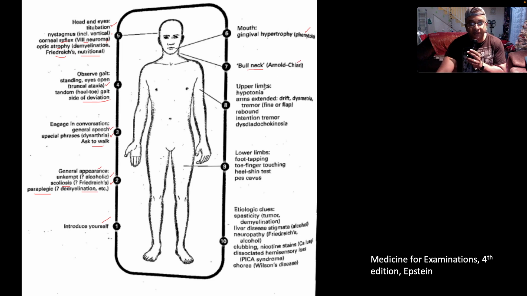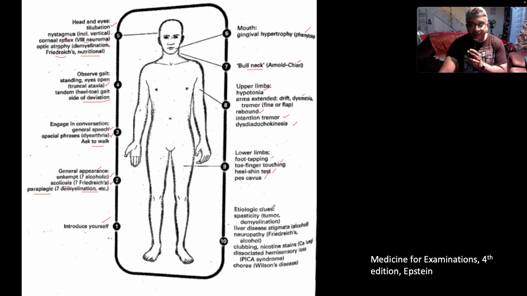Look at the upper limbs for hypotonia with the arms extended. You note if any drift, any dysmetria, which is past pointing, right? Any tremor, which could be just a flap or could be a fine tremor. Note for rebound, intention tremor, and dysdiadochokinesia. Right, in the lower limbs, we check cerebellar pathology with foot tapping, the toe finger touching, which is the lower limb equivalent of testing dysmetria, the heel shin test, and any pes cavus.